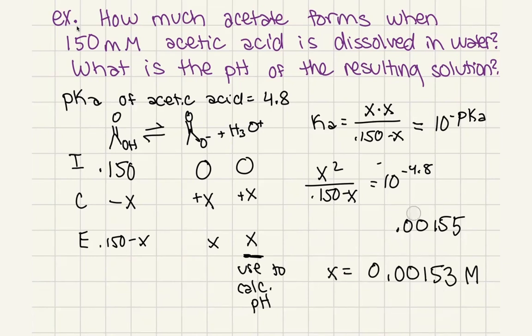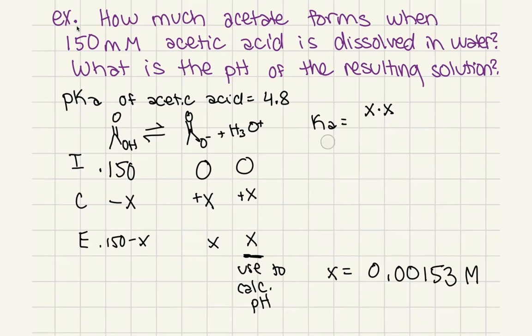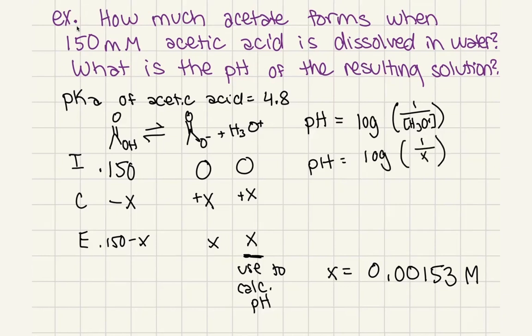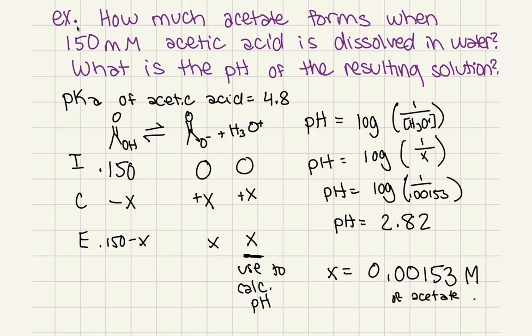We have the same X, but now instead of the Ka and the pKa, we're going to be dealing with the H3O plus and our pH. So our pH is going to be equal to log of 1 over X, which is the same as saying 1 over 0.00153. If you plug this in, you get that your pH is going to be equal to 2.82. So our pH is 2.82, and we have 0.00153 molar concentration of our acetate and of our protons.